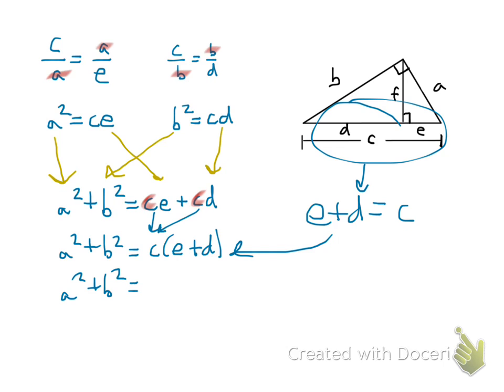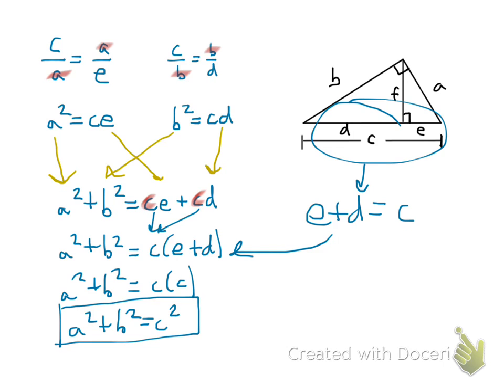So we can replace now the E plus D and end up with A squared plus B squared equals C times C, which of course is C squared. Voila, the formula. So this comes from somewhere. It was what that was all about.